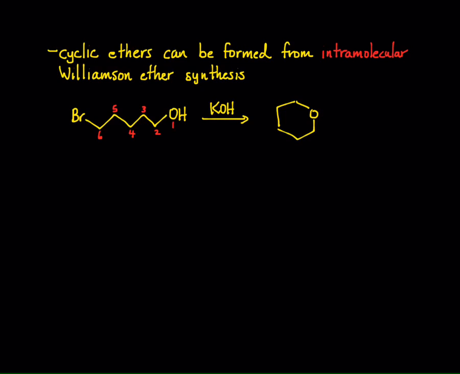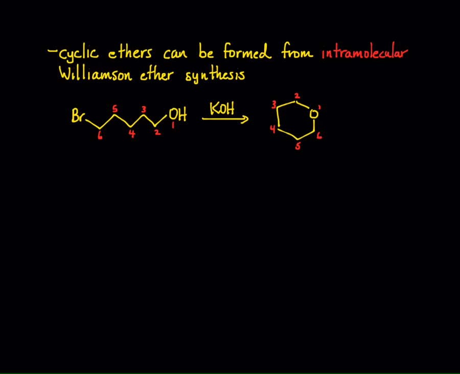Well, one of the best ways is to number the reactant, right? So I start with the oxygen, always the oxygen, and I see that there's 1, 2, 3, 4, 5, 6. So that sixth carbon has the leaving group. So that one oxygen is going to attack the sixth carbon, and therefore this is going to be a six-membered ring. And I can number this 1, 2, 3, 4, 5, 6. So I can make cyclic ethers this way.